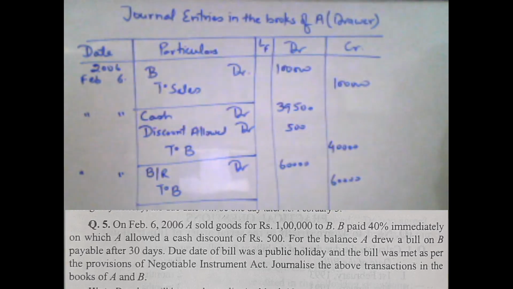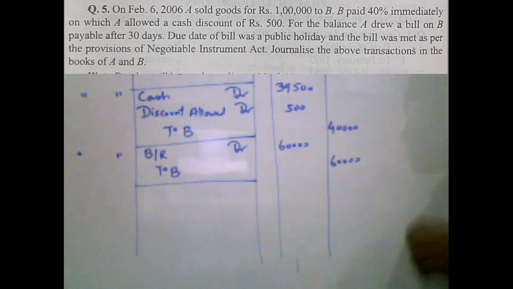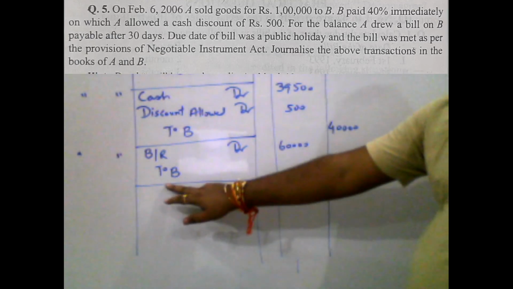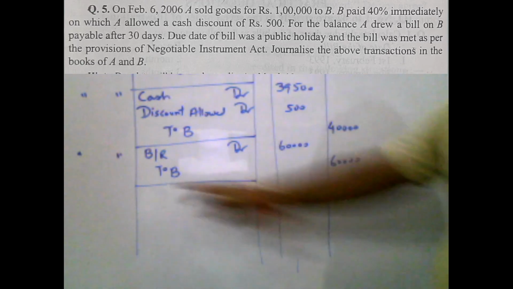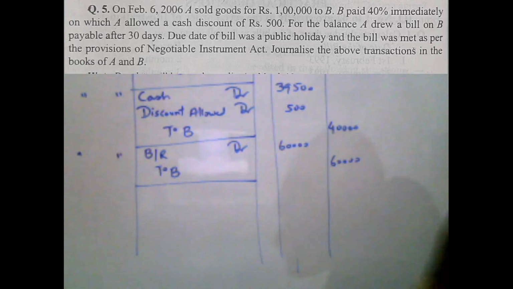Okay, and thereafter you know very well, you can see that in the question thereafter, for the balance A draws a bill on B payable after 30 days. That is, who has received the bill? A has received the bill for the amount of ₹60,000. When is its payment due? After 30 days.